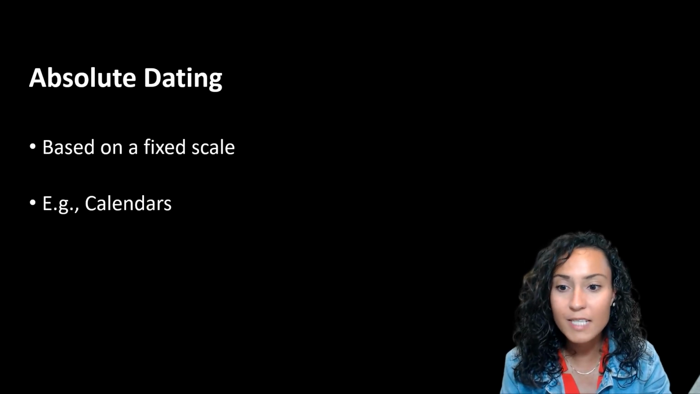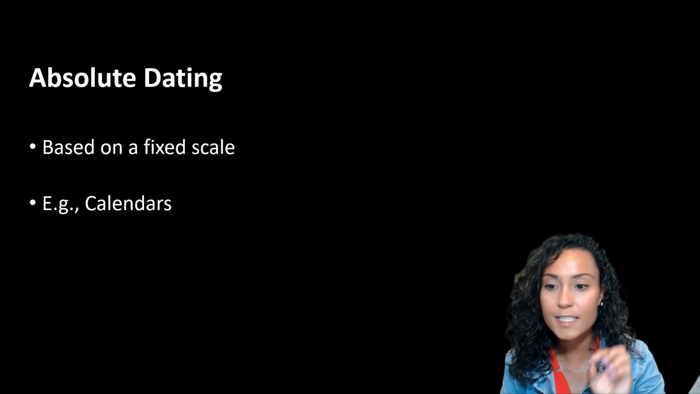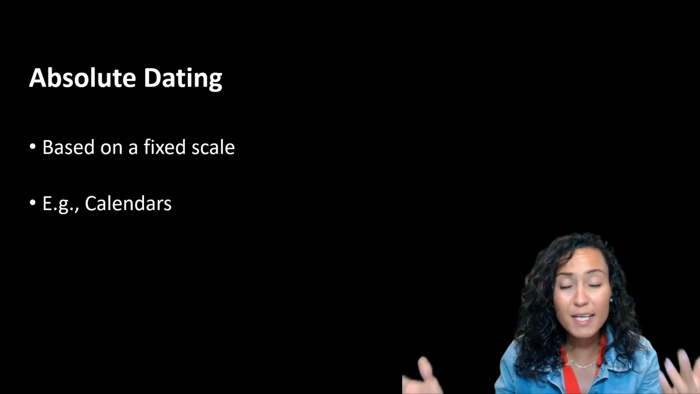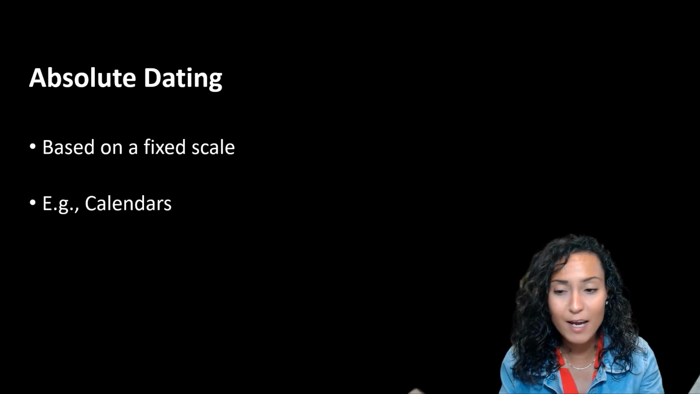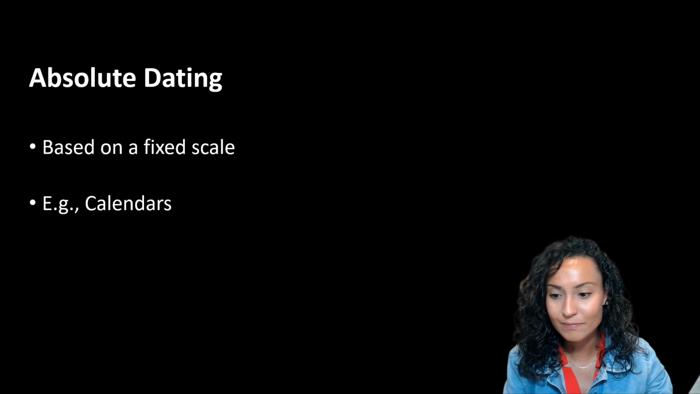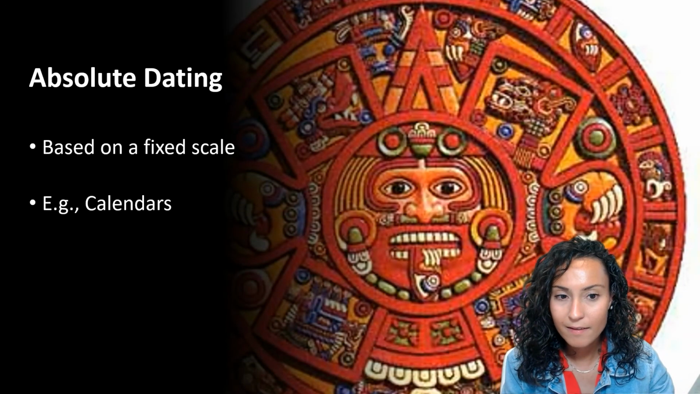So absolute dates are based on a fixed scale extending back from the present. Think about how we use calendars, right? We use a Christian calendar, but there are also things like the Mayan calendar, like this one behind me.